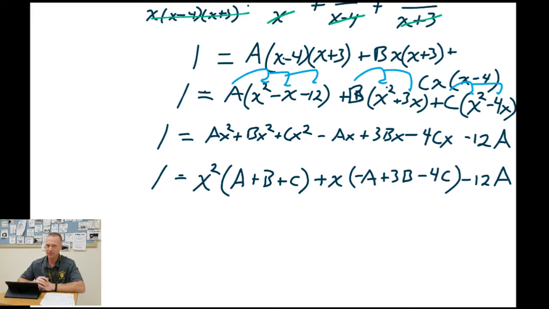All right, we're at my favorite step. You have to equate the terms. Remember how the question went? What's in front of x squared? A plus b plus c. So what's in front of x squared on the other side of the equation? 0. 0 is in front of x squared. That means that a plus b plus c is equal to 0.